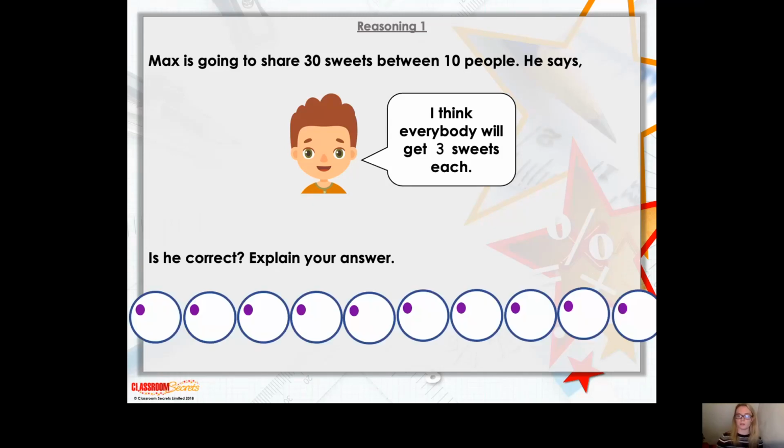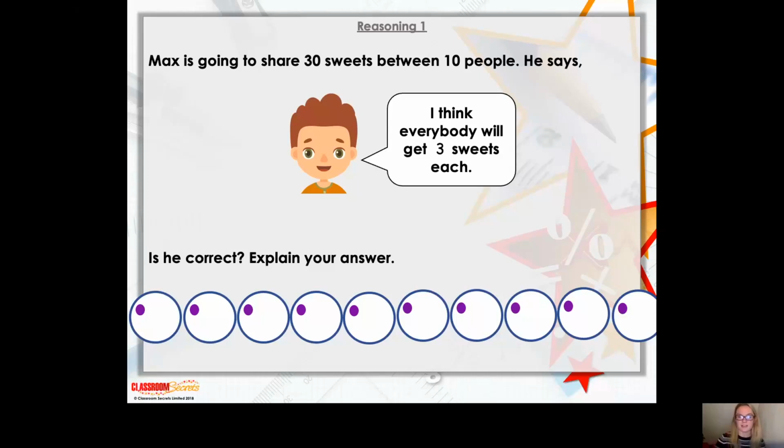So here we go. I started it off for you. I've got my 10 people and I've given them all 1 sweet so far. So there are 20 sweets left to share out. So could you pause the video and share out the remaining 20 sweets and then find out when you've shared all those 20 sweets out, how many sweets each person has. Pause the video and have a go.